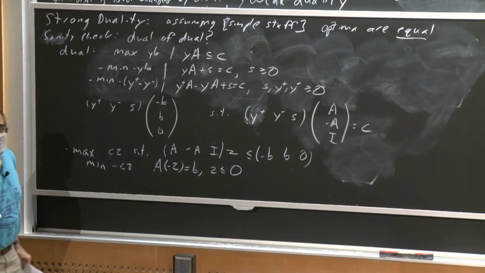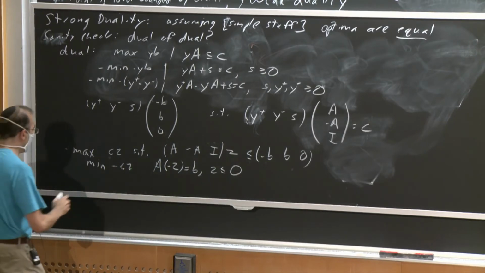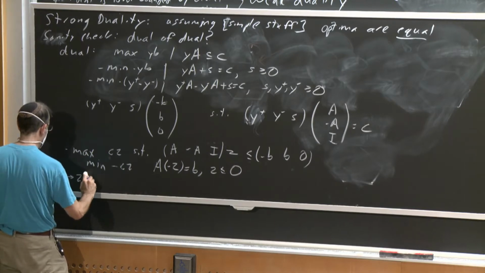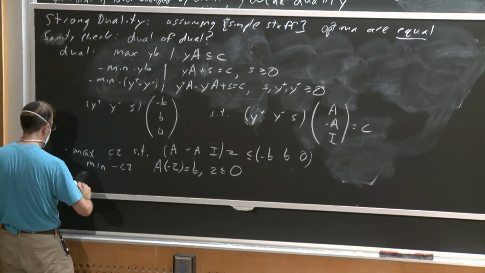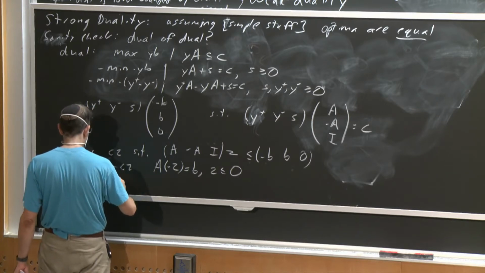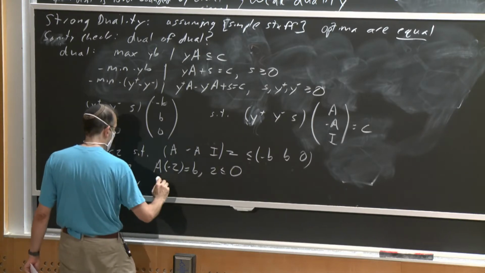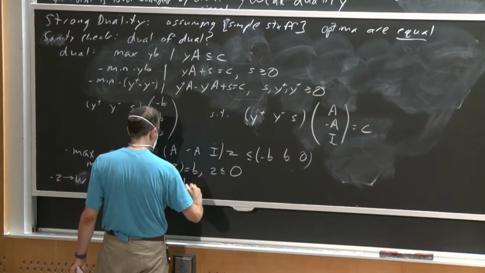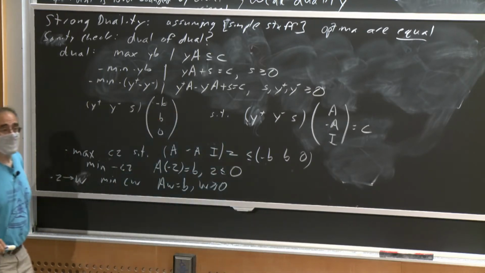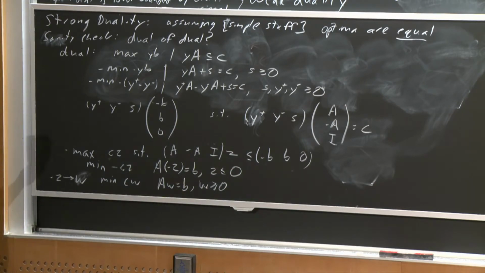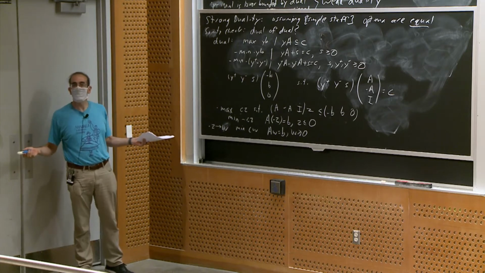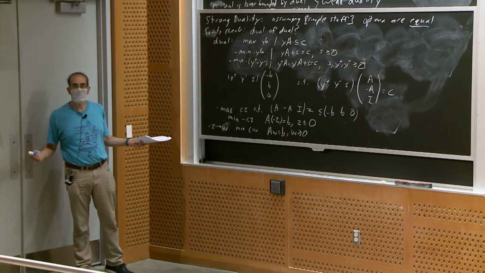Right? And so this is almost what we want. All I now need to do is replace minus z and turn it into some z prime. Or let's call it w so that I don't have to fight with primes. And so now this is min c w such that A w is equal to b, and w is greater than or equal to 0. So we took the dual of the dual, and we ended up with the primal again. Okay?